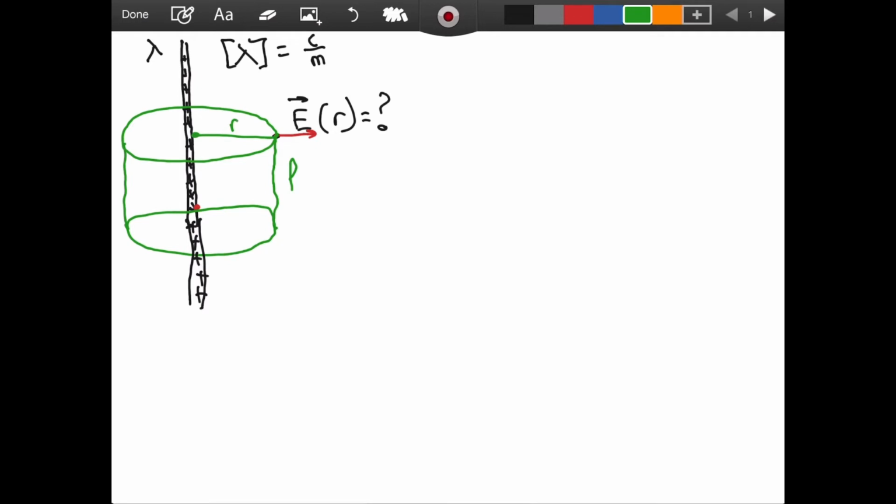Now, if you remember Gauss's law, which I derived in the previous video, Gauss's law tells us that if we compute the dot product over a closed surface, we get the charge that is inside divided by epsilon naught. All right, this is what Gauss's law says, and we proved this for the case of a sphere.